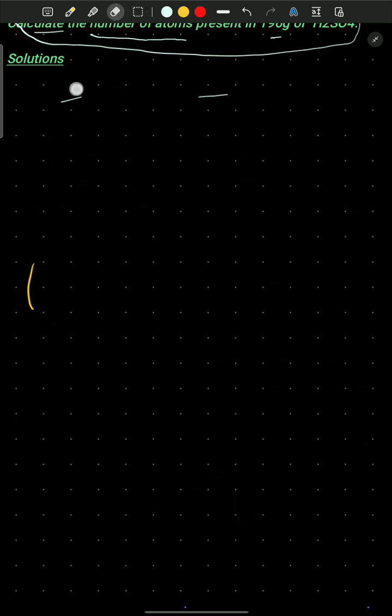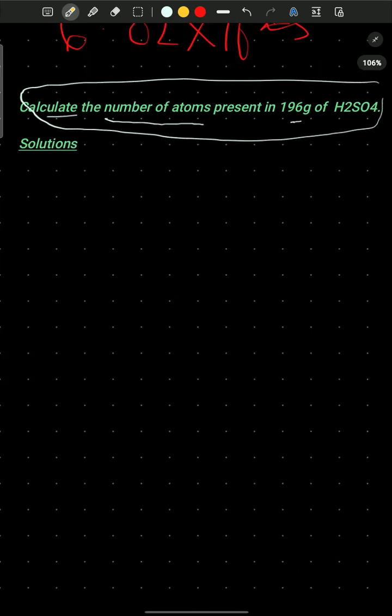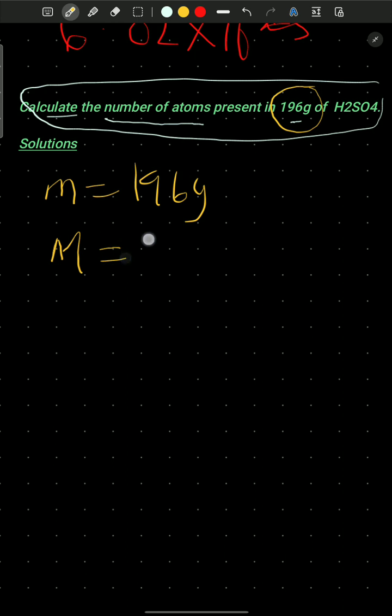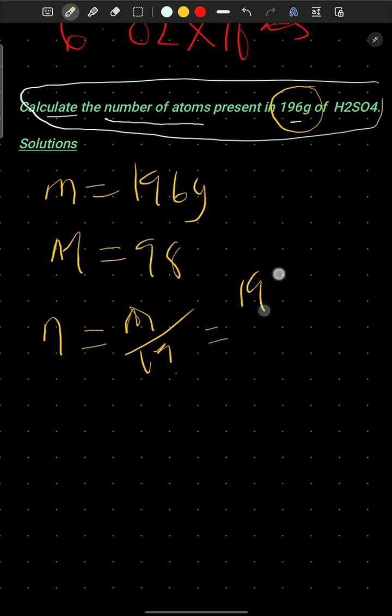So from what I've taught you so far, if you want to use mass, what you're going to do is first find the mole. You are given the mass, which is 196 grams. And don't forget that the molar mass of H2SO4 is 98. So the mole is equal to mass all over molar mass, which is 196 divided by 98. That should give you 2 mole here.